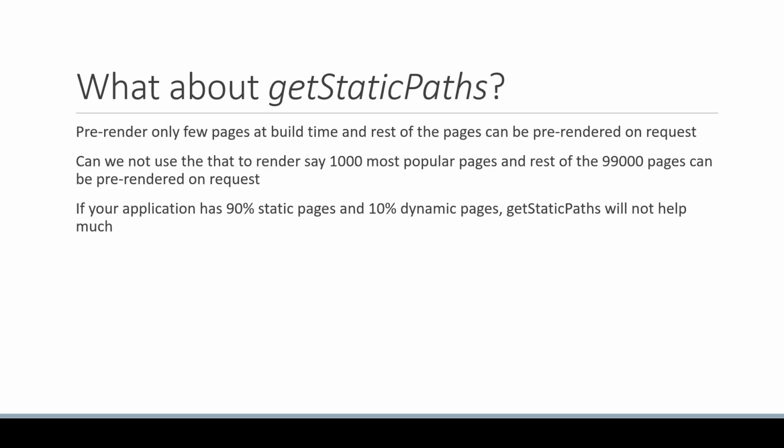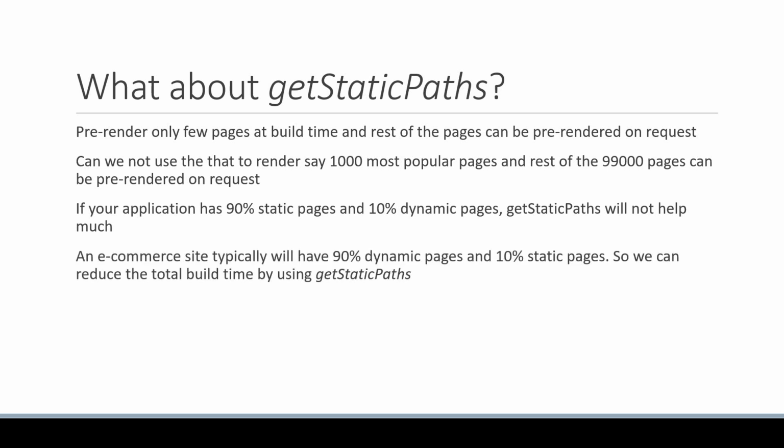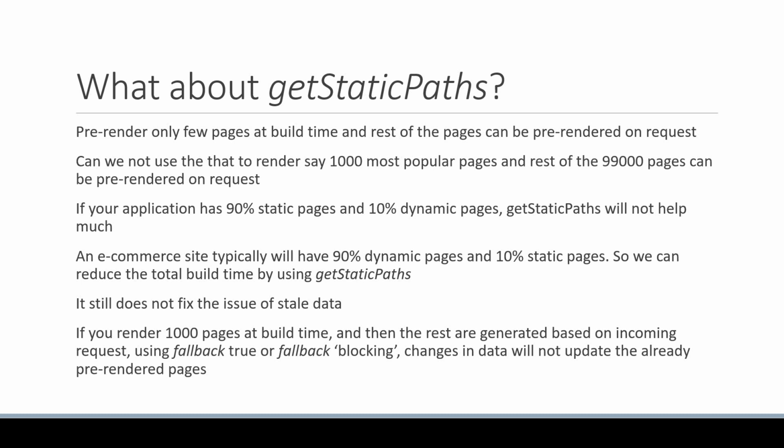However, we are a bit lucky with regards to that because an e-commerce site typically will have 90% dynamic pages and 10% static pages. So we can reduce the total build time by using getStaticPaths. However, it still does not fix the issue of stale data. If you render 1000 pages at build time and the rest are generated based on incoming request using fallback true or fallback blocking, changes in data will not update the already pre-rendered pages.